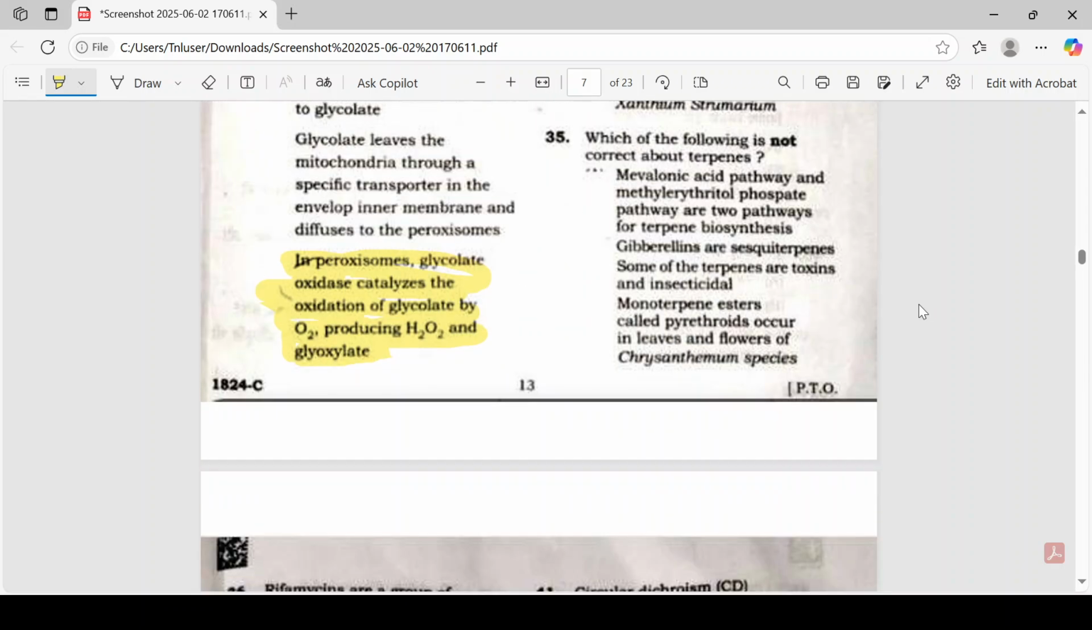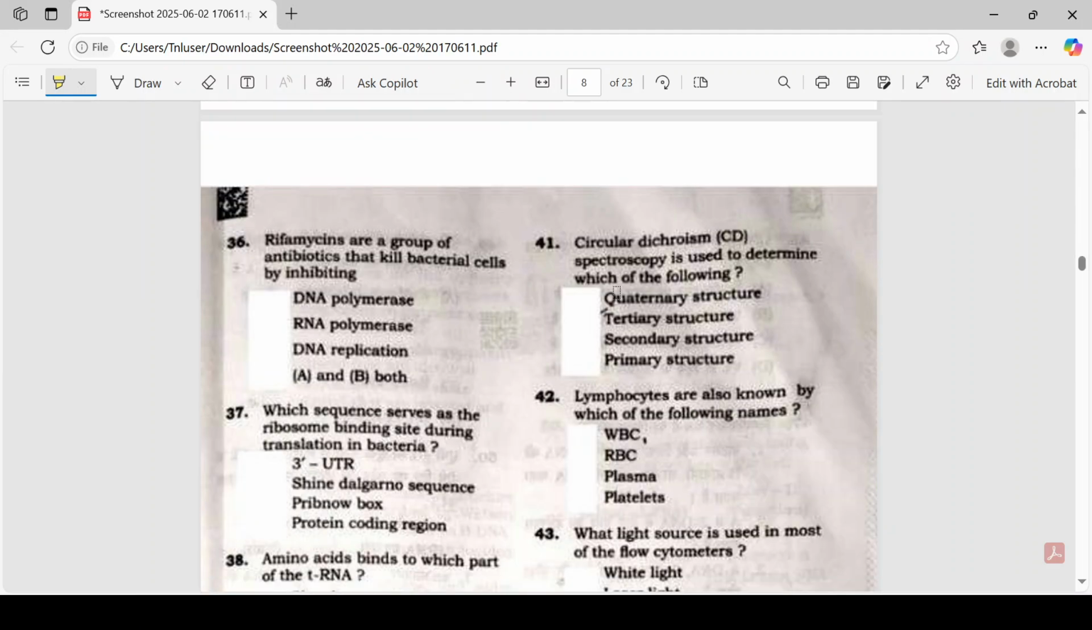Question number 35. Which of the following is not correct about terpenes? So yeah, the correct answer in this question will be option number B. Gibberellins are sesquiterpenes. Okay, so gibberellins are sesquiterpenes. This is not the correct statement, right? So yeah, 35, option number B will be the correct answer.